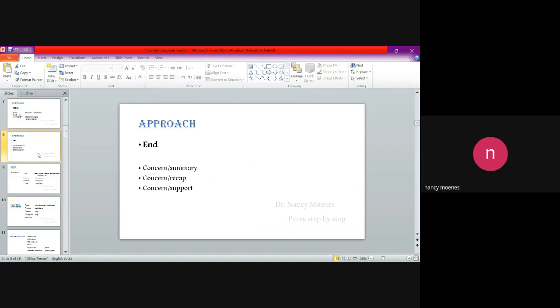Recap is okay in all stations, but if it's an angry patient, if the patient has already died, or something about organ donation, about DNR, something terrible, it's not recommended to recap. And then support, that we are here to support. I can provide you with a leaflet, with websites to read about it. I can provide you with the contact number of the hospital, not yours.